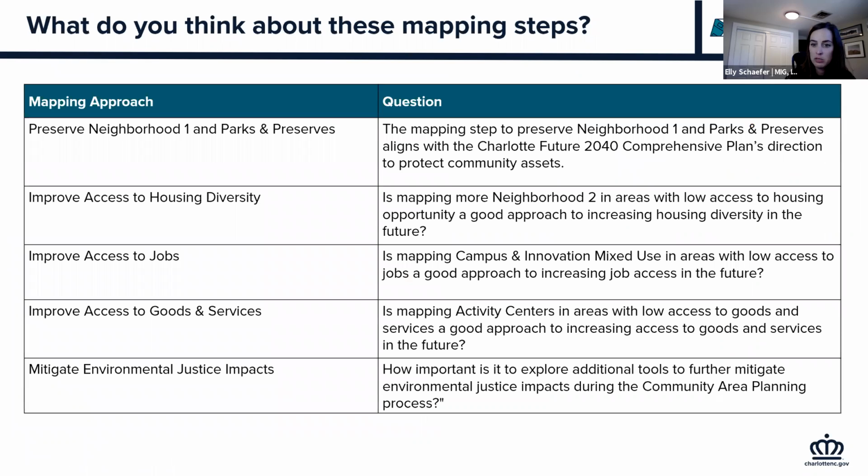So this is our last polling question. We'll see if it works or if we need to use the chat again. So knowing that our opportunities to help mitigate environmental justice impacts through place type mapping were somewhat limited on a citywide look, our question is, how important is it to explore additional tools to further mitigate environmental justice impacts during the community area planning process? So that's going to be the more detailed area planning that'll come after this process is complete.